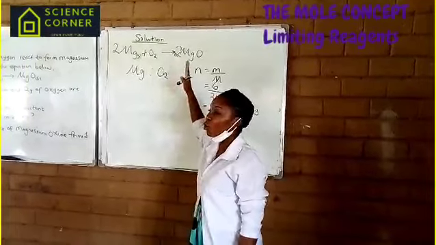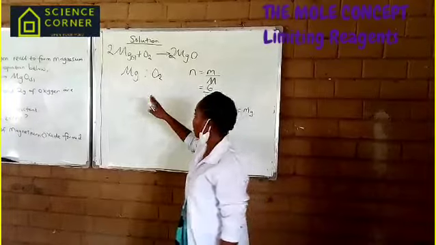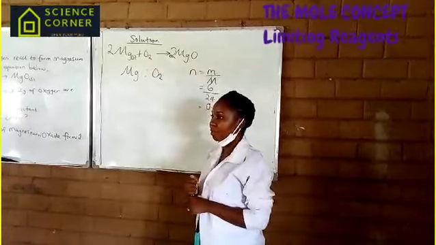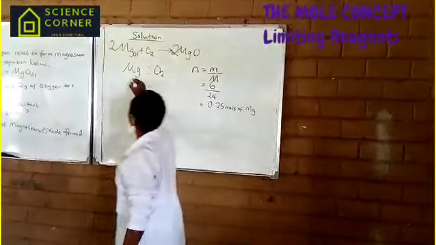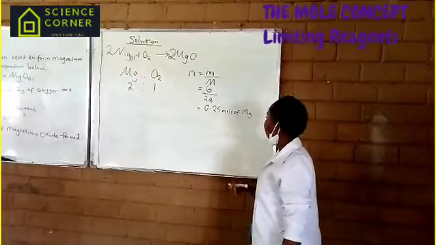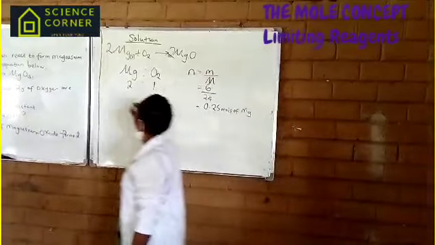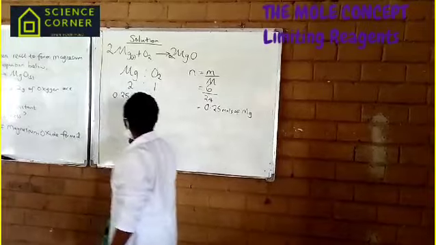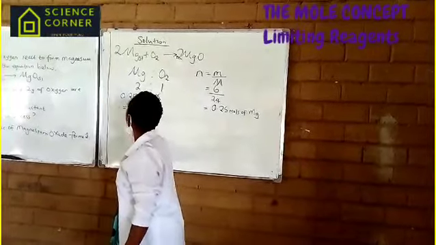We are simply going to use the mole ratios. Is that clear? Yes. So, we're going to get the mole ratio between magnesium and oxygen. So, what are those mole ratios? 2 to 1. Okay, 2 to 1. And how many moles of magnesium have we calculated? 0.25. Okay, 0.25. Do we know the number of moles for oxygen? No.